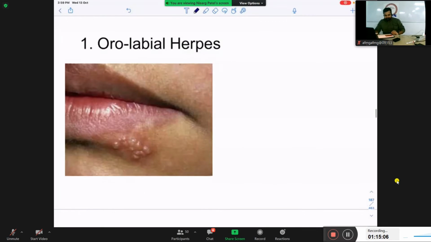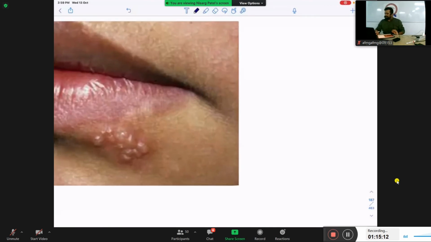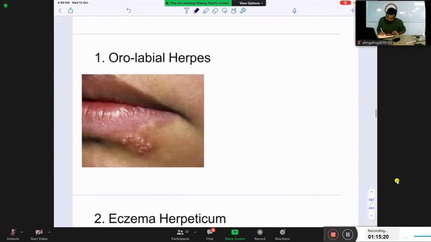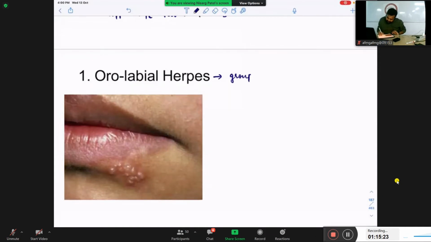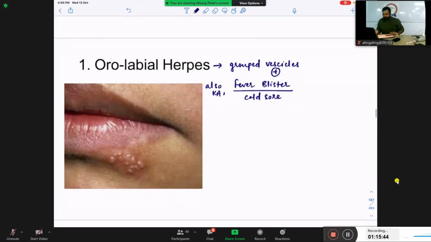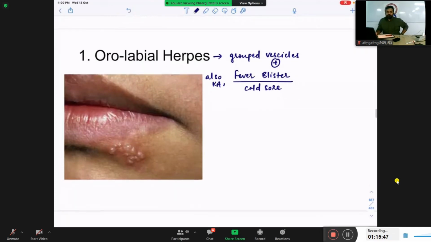See this image. You just have to identify the image. As you can see, there is a localized fluid-filled blister, a vesicle. These are grouped vesicles. So the word you will look for is grouped vesicles. It is also known as a fever blister or cold sore.